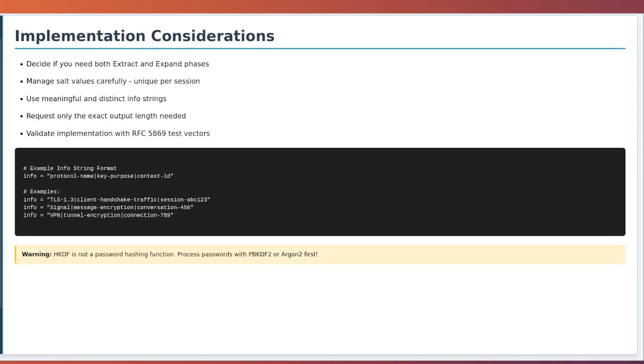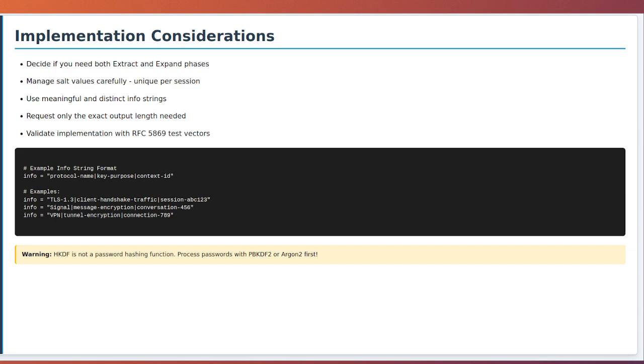Implementation considerations. When you are implementing HKDF in your own code or configuring it within a library, there are several practical considerations to keep in mind. First, decide whether you need both extract and expand, or just expand. If your IKM is already a uniformly random key of the proper length, perhaps it is the output of another KDF or a hardware random number generator, you might skip extract. However, using both phases is generally recommended for defense in depth.